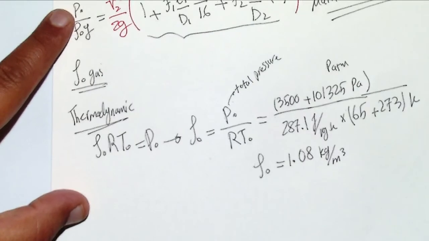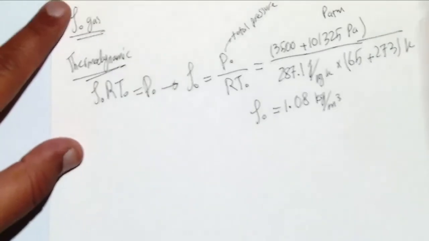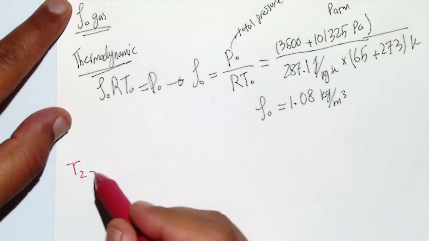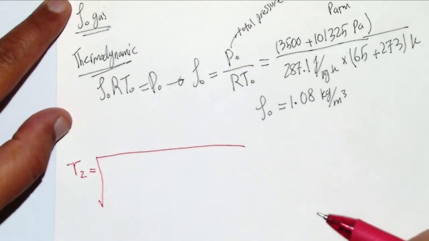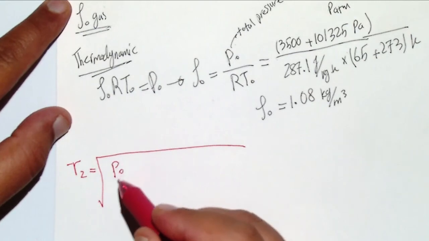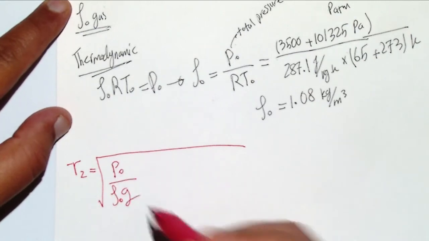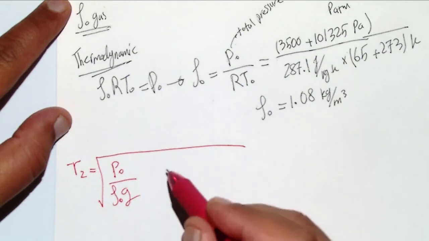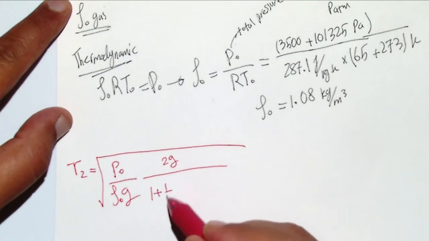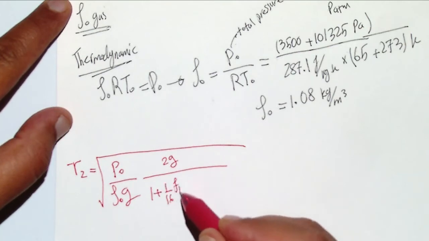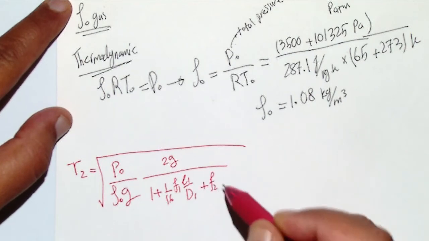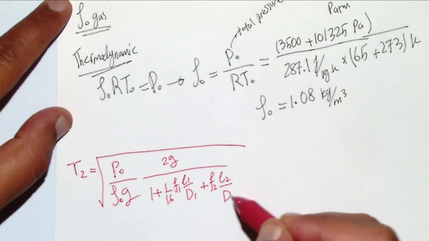But before that, we are going to find out what the velocity is, right? So I will write the equation as V2 equals the square root of P0 over rho 0 g, times 2g, over 1 plus 1 over 16 times F1 L1 over D1 plus F2 L2 over D2.